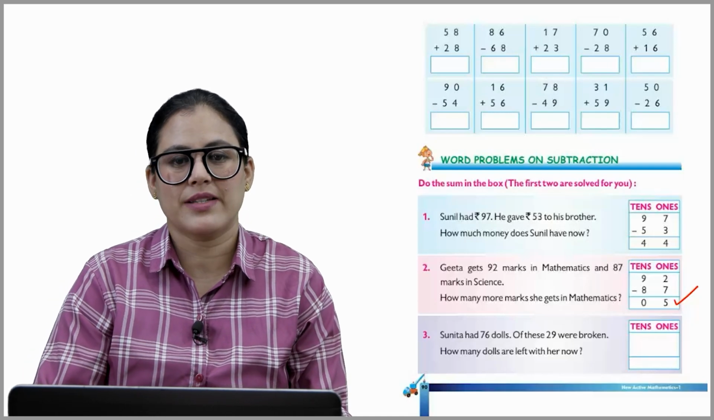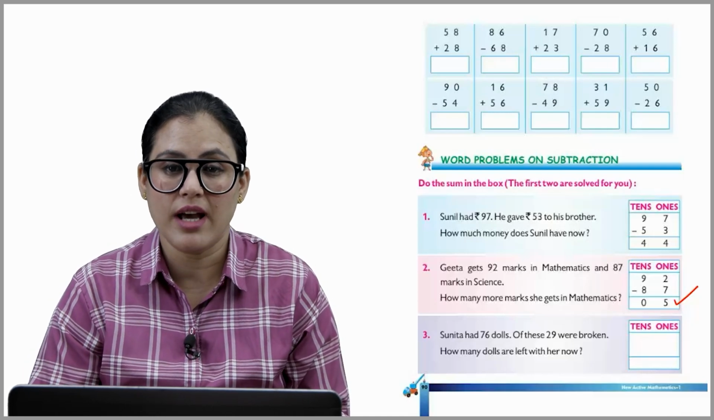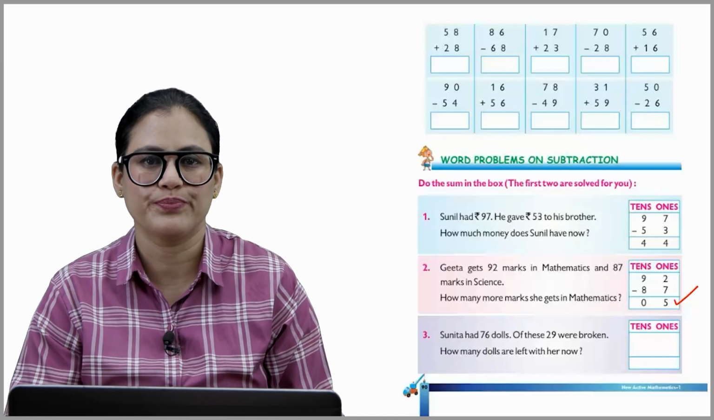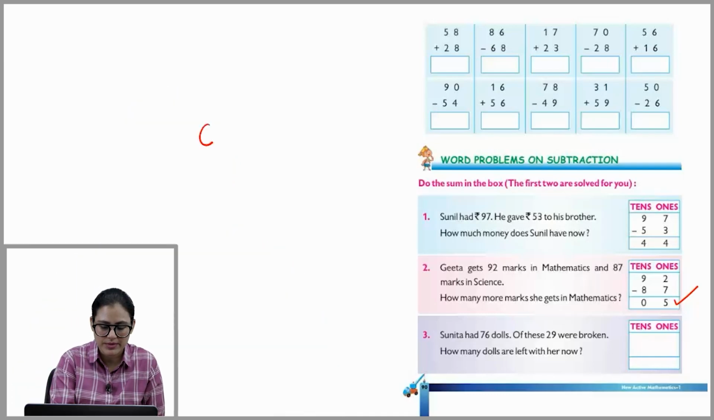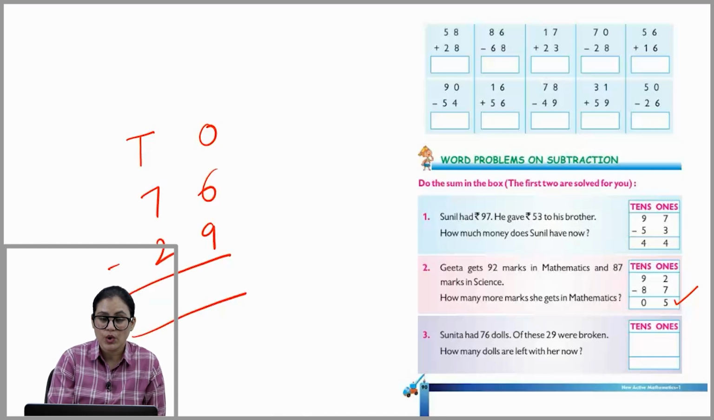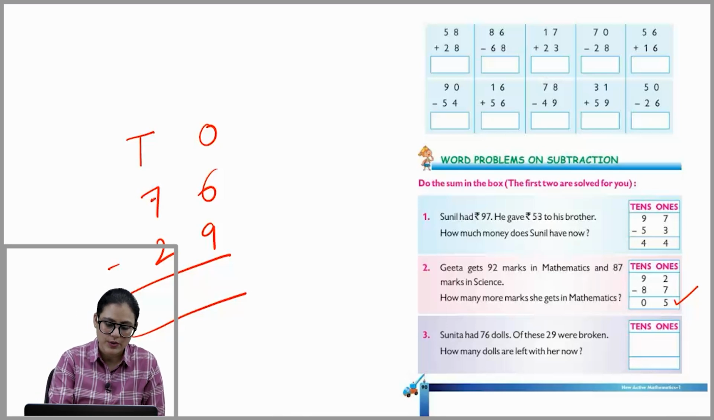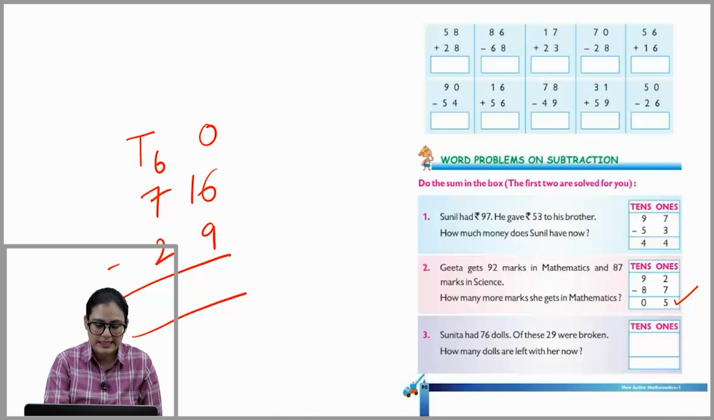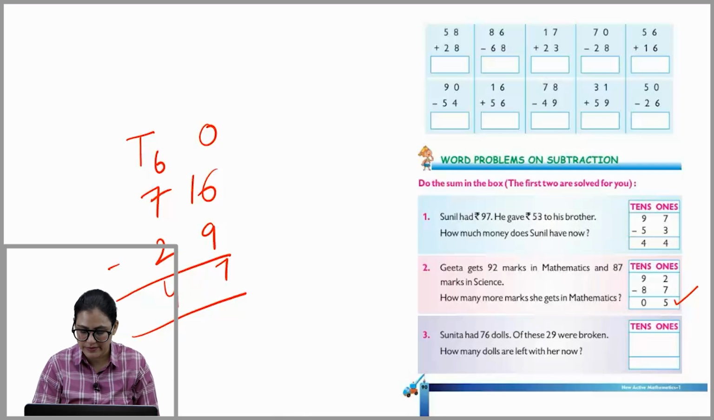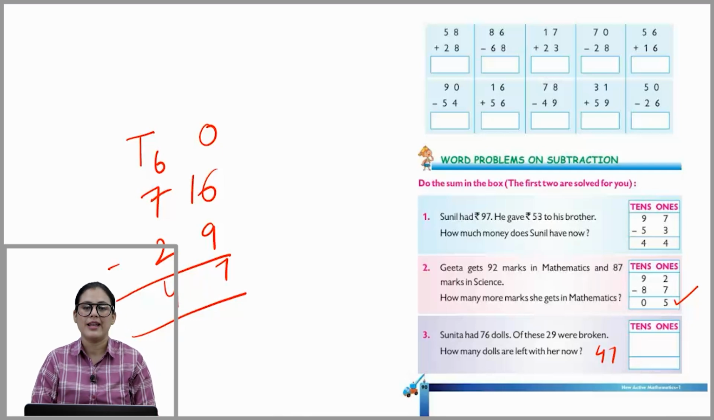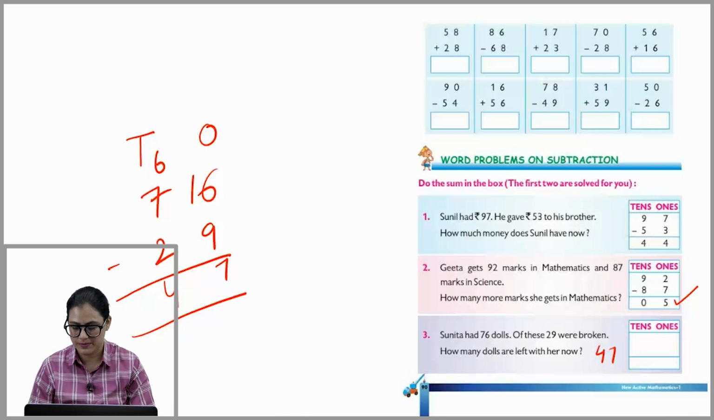Number 3, Sunita had 76 dolls. Out of these, 29 were broken. How many dolls are left with her now? Let's do it. We will subtract these two numbers. Ones, tens, 76 and 29. We cannot subtract 9 from 6, so we will borrow 1 ten from 7. So 6 becomes 16 and 7 becomes 6. 16 minus 9 is 7 and 6 minus 2 is 4. That means 47 dolls are left with Sunita.